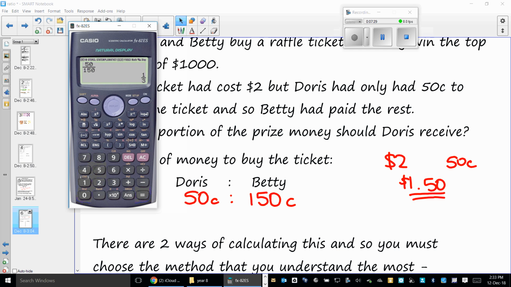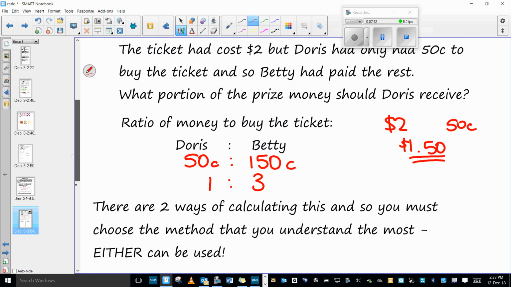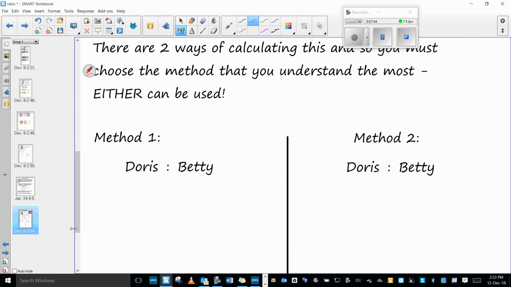So we've simplified our ratio to be 1:3. All right. Now, there are actually two different methods for this. Remember it's very similar to the FOIL situation. Doris got 1 and Betty got 3. I'm going to tell you both of them. Perhaps listen while I explain, and then you can copy down either both or just the one that you prefer. So just listen to start with.